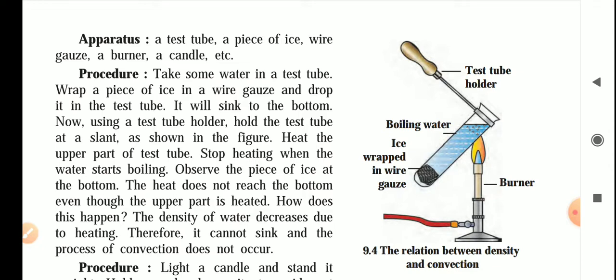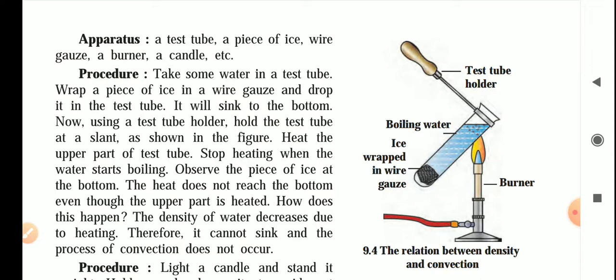Now let's look at the procedure. Take some water in a test tube, wrap a piece of ice in wire gauze and drop it in the test tube. It will sink to the bottom. Now using a test tube holder, hold the test tube at a slant as shown in the figure. Heat the upper part of the test tube and stop heating when the water starts boiling. Now observe the piece of ice at the bottom.